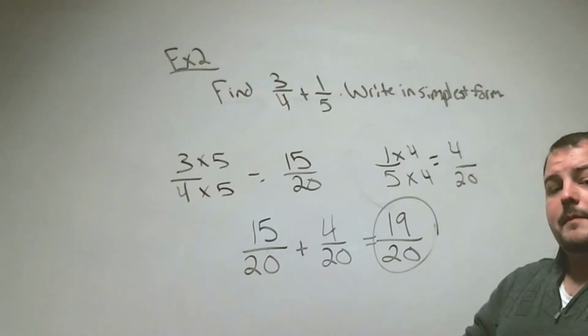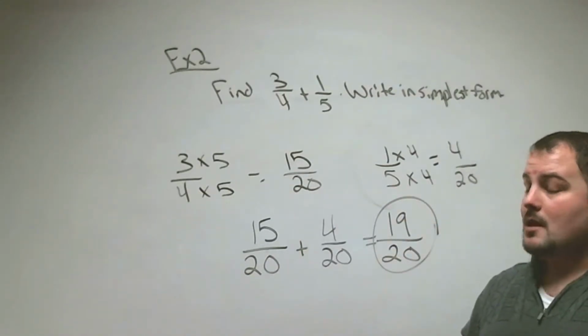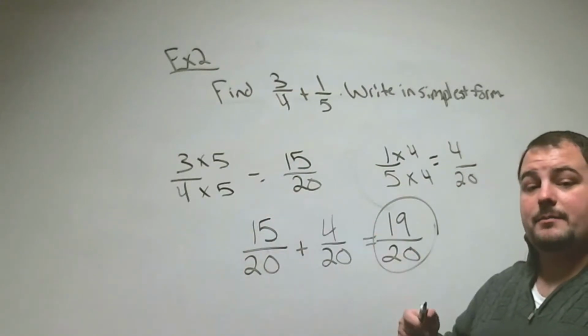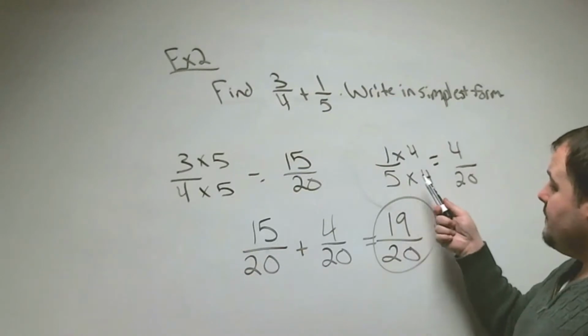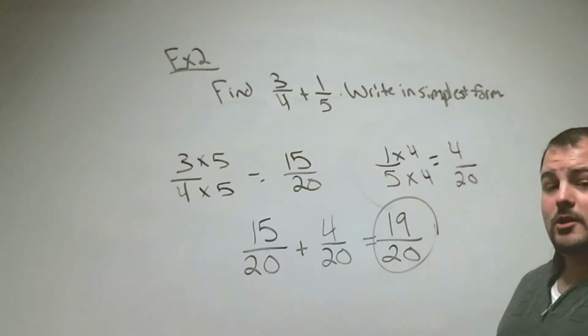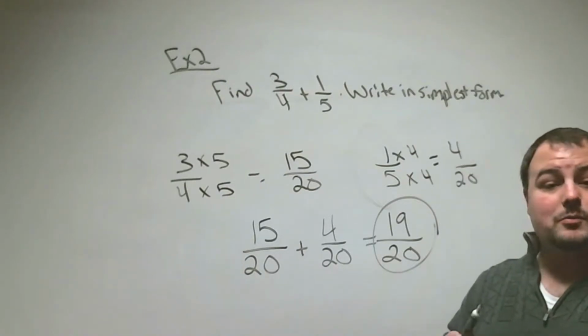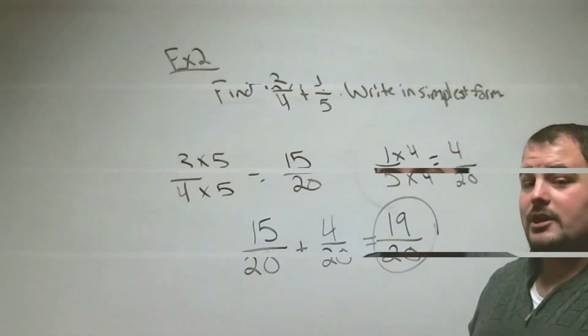So what we did was we made it so that both of these fractions changed to something out of 20. We changed the 4 by multiplying it by 5, and then we multiplied the 3 by 5. We changed 1/5 by multiplying both the top and the bottom by 4, and now it's something out of 20. Once they have like denominators, we just solved the problem just like we did in the previous lesson. Let's go ahead and do another example.